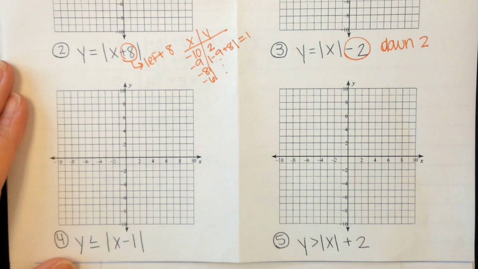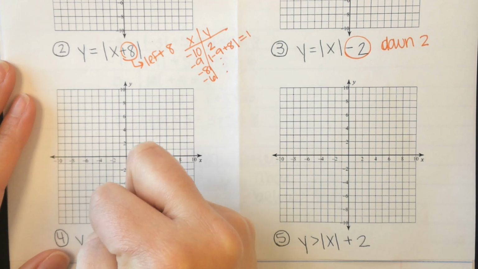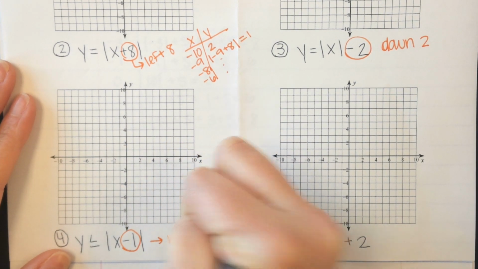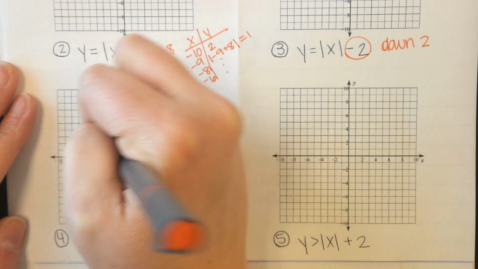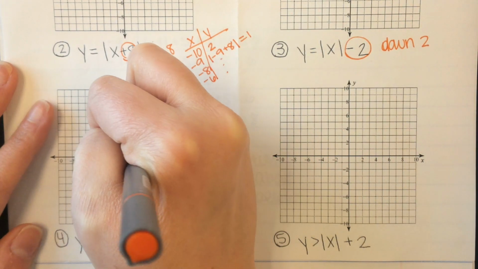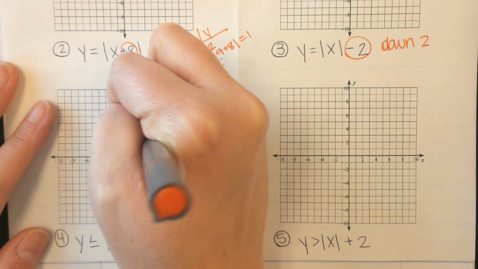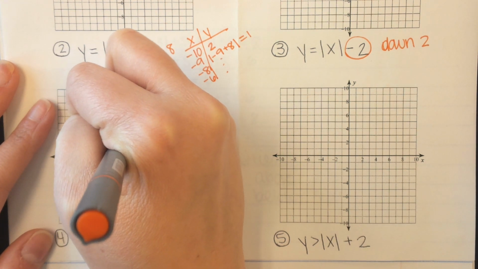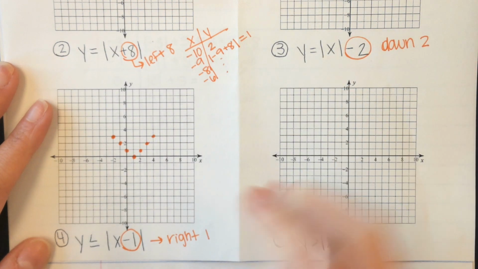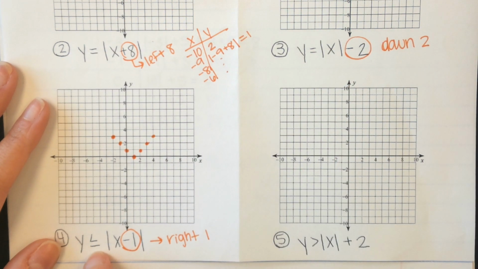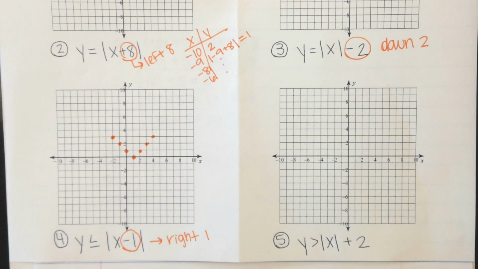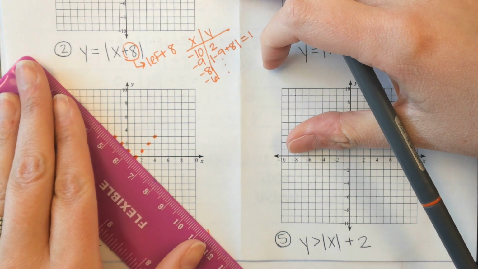All right, so number 4, we've got a negative 1 inside, so that means we're going to go to the right 1. Okay, so I'm going to go right 1. I'm going to go ahead and make my dots. Remember, just up 1, over 1 on both sides. Now, look at your inequality symbol. We have an equal to. An equal to means solid or dashed. It's solid.